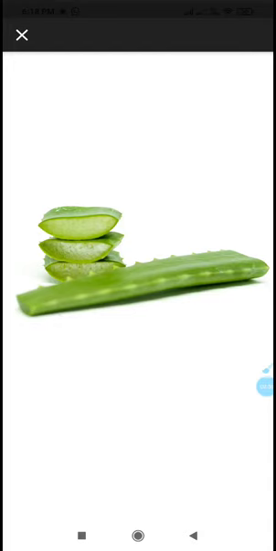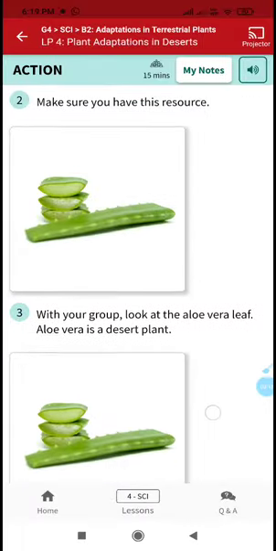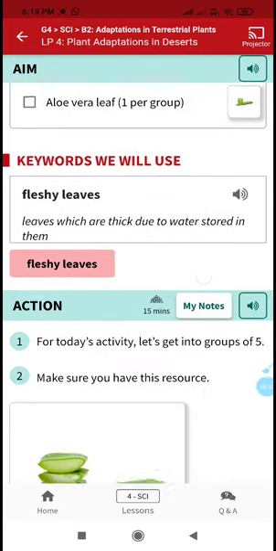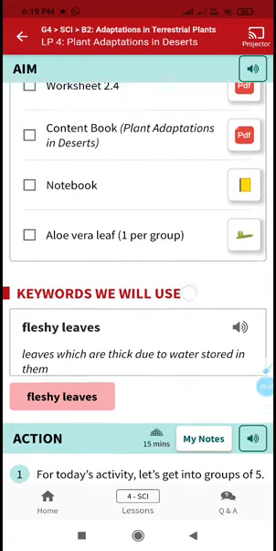For your activity, take a small piece of aloe vera, cut the stem, and observe the stem: why it is so fleshy and what is inside that stem. Observe the structure of the leaf too, and note down your points, what observations you found in aloe vera. These are the adaptations shown by the desert plants, children.